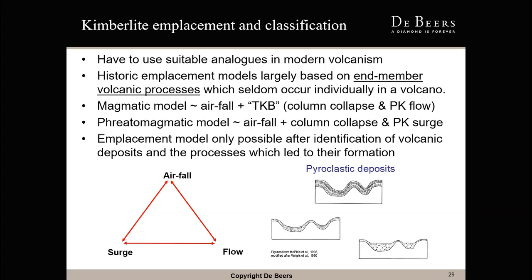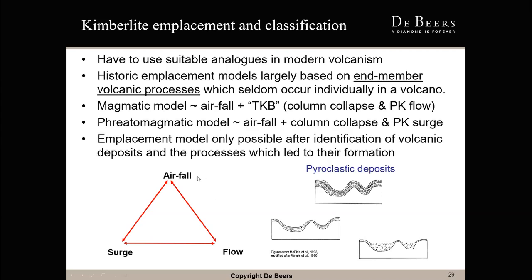The historic emplacement models for Kimberlite are largely based on or have focused on end-member volcanic processes. In other words, for example, a gaseous eruption would rather be focused around airfall and maybe some pyroclastic flow type processes. The phreatomagmatic model, on the other hand, would encompass processes such as pyroclastic surge, also with a bit of airfall.